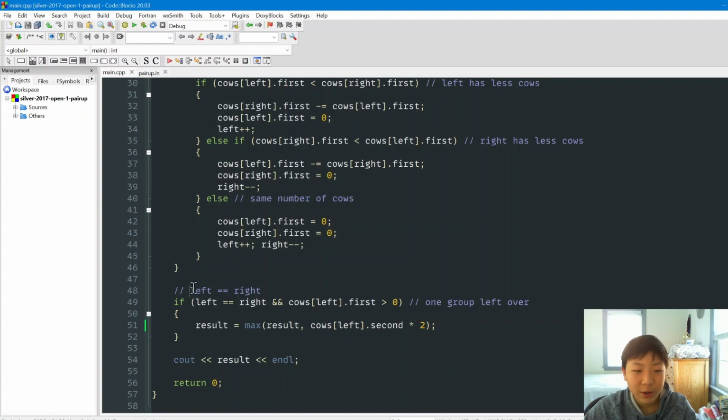Okay, now we have done the whole thing, but there's one more thing to check, which is when they're on the same element. And when they're on the same element, we can just say if that element still has cows left over, it has to be even because the input is guaranteed to be even. So we're just going to say result equals max of result and cows left dot second, which is the milking time for that cow that the 2 pointers are pointed on, times 2. And that should be the end of our program.